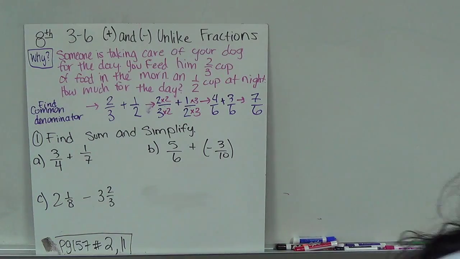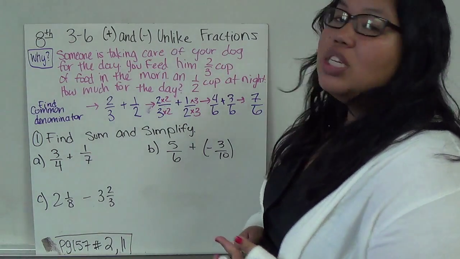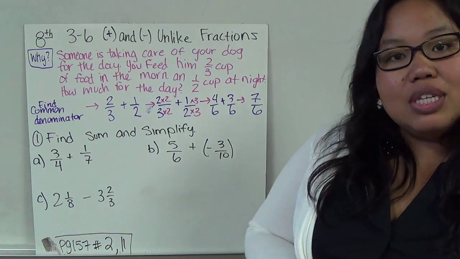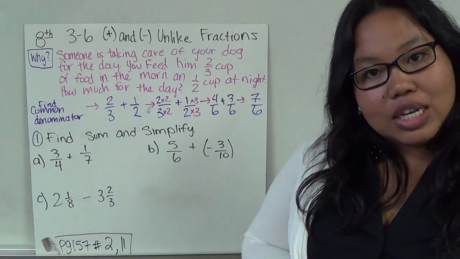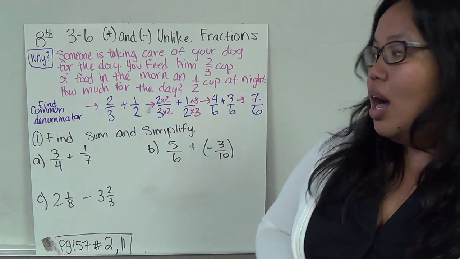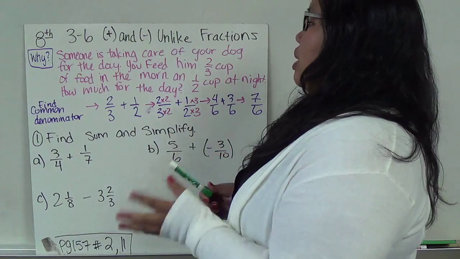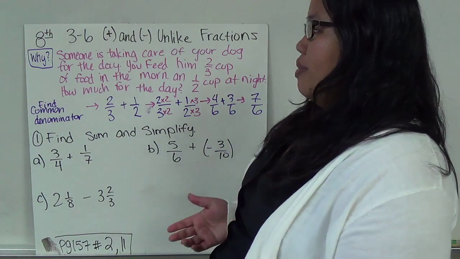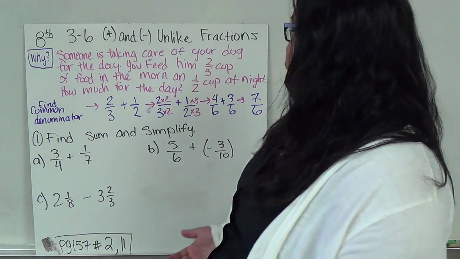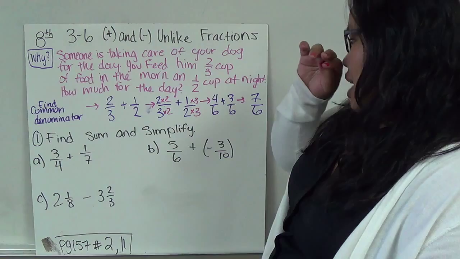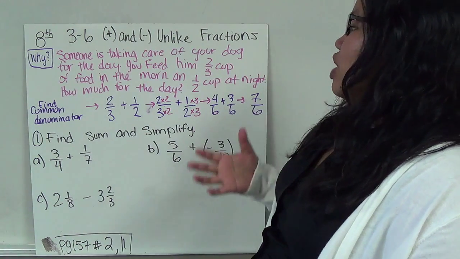In 8th grade, section 3-6, we're dealing with adding and subtracting unlike fractions. So this one's a little more difficult than the last section because now we have to make the common denominators. And why would you need something like this? Well, for example, someone is taking care of your dog for the day. You feed your dog normally 2/3 a cup of food in the morning and 1/2 a cup at night. So how much for the whole day?